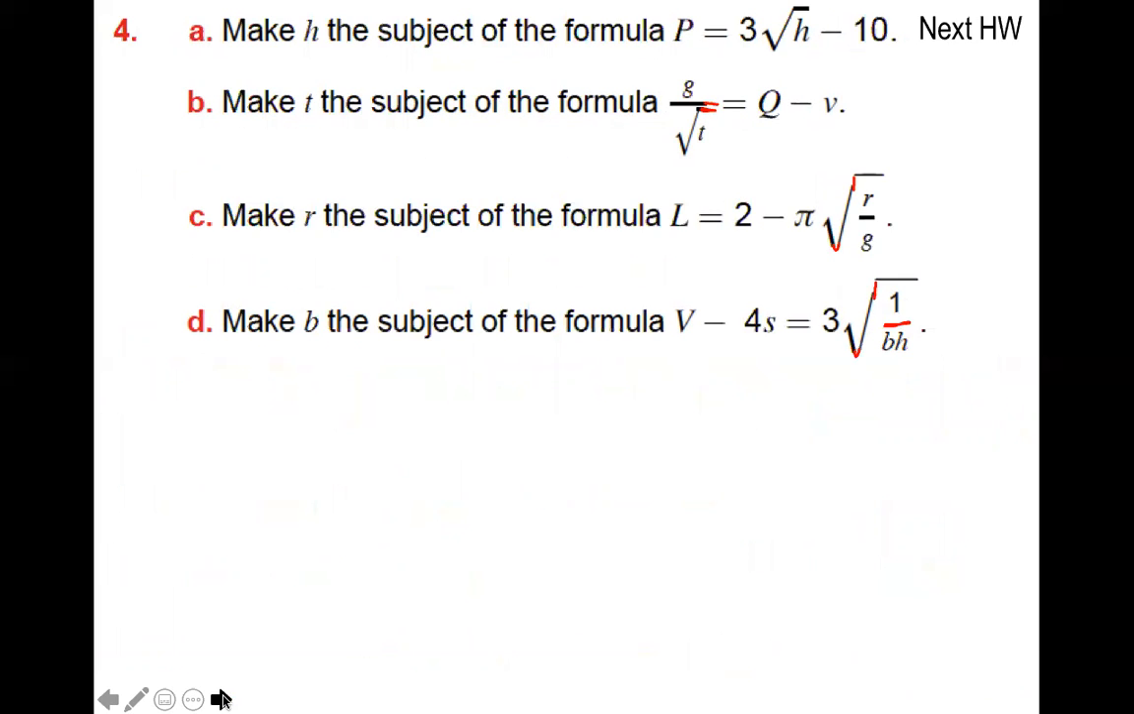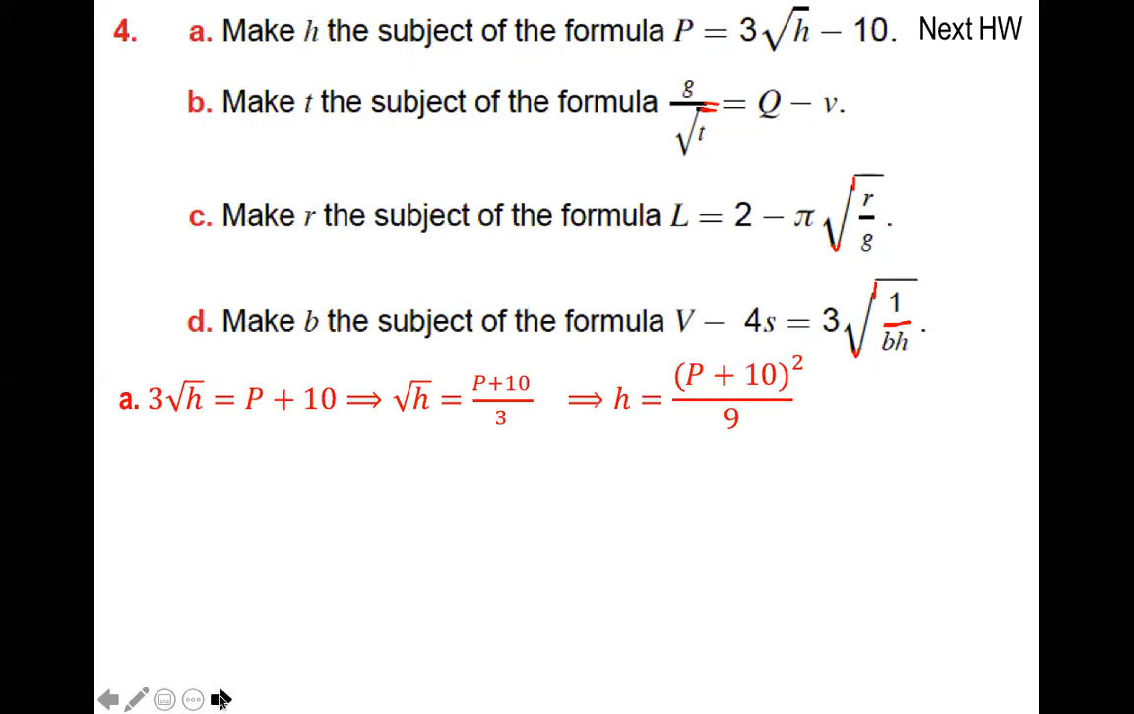In that same manner, we had make y the subject. So make h the subject here. So I've got p equals 3 times root h minus 10. So I'm going to get rid of the negative 10 by moving it across. 3 root h equals p plus 10. Then you divide by 3, and then you square to get rid of the root h. P plus 10 squared divided by 9.